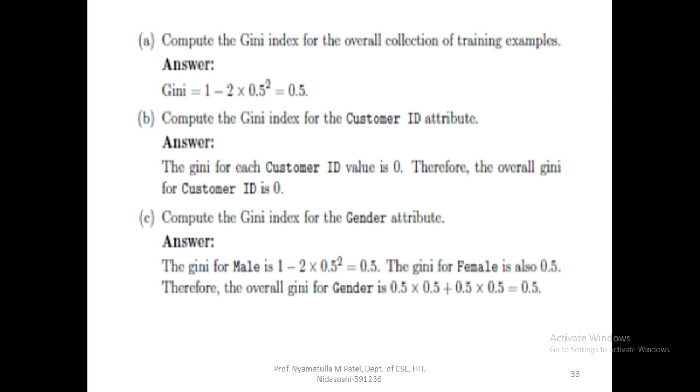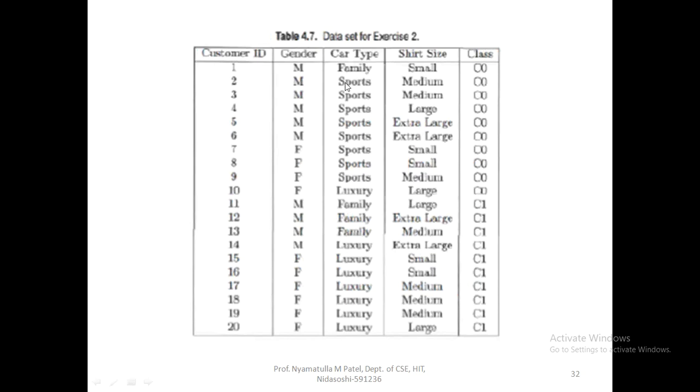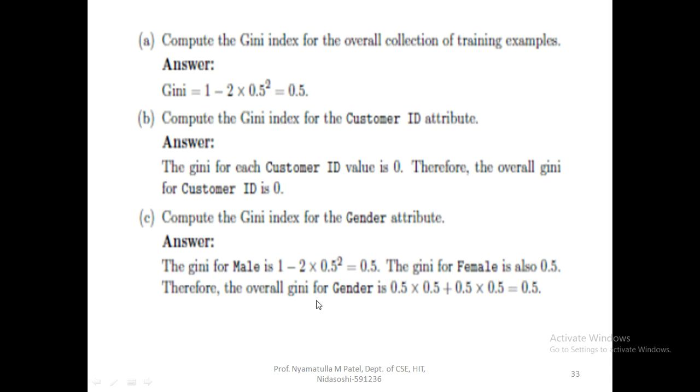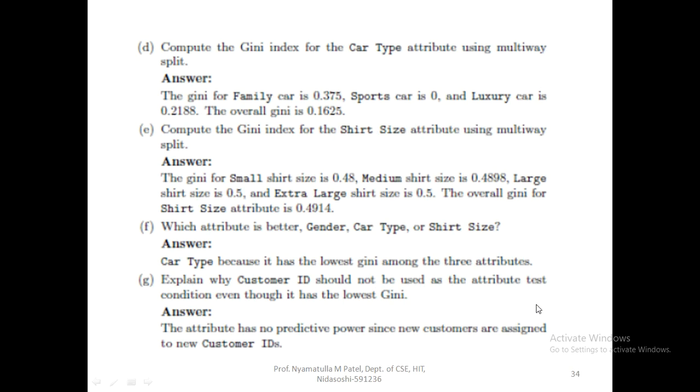Now, calculate the Gini index for gender attribute. Here it is the same thing. If you count, 50% means 10 are males and 10 are females. So, the Gini for male is 1 minus 2 into 0.5 bracket square, that is equal to 0.5, and the Gini for female is also 0.5 because 50% of them are male and 50% of them are female. Therefore, the overall Gini for the gender is 0.5 into 0.5 plus 0.5 into 0.5, that will give you 0.25 and this will give you 0.25 and again it is 0.5.